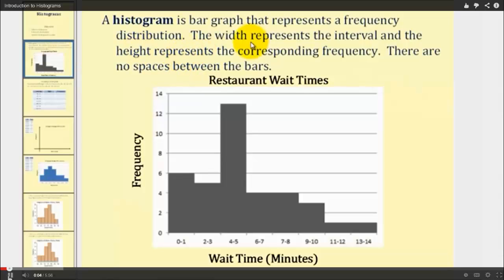Welcome to a lesson on histograms. A histogram is a bar graph that represents a frequency distribution, as we see here below. The width represents the interval, and the height represents the corresponding frequency. Notice there are no spaces between the bars.